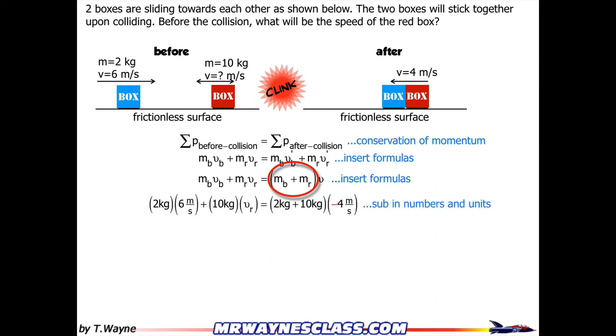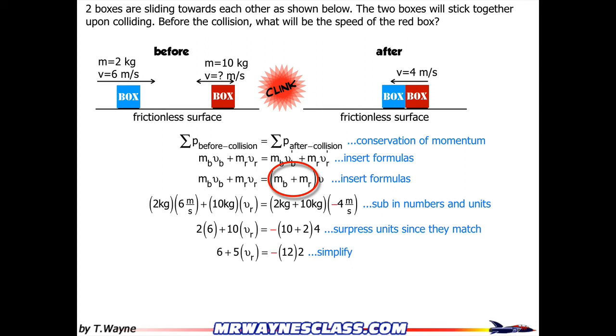Notice that the velocity afterwards is -4 because it's moving to the left, so I'm assuming that moving to the right is positive and left is negative. Then I'll suppress my units because they all match. Do a little bit of math to simplify. I'm dividing everything by 2 in this case.